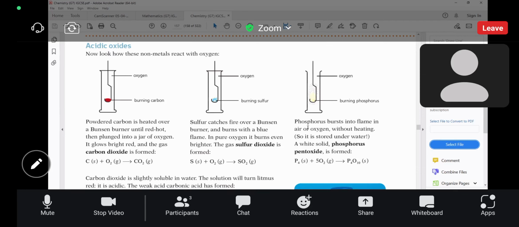Likewise, here phosphorus bursts into flame in air or oxygen without heating. So it is stored under water. A white solid, phosphorus pentoxide, is formed. Phosphorus pentoxide. This is P2O5, but 2 P2O5 will combine together to form this compound. Phosphorus bursts into flame in air or oxygen without heating.